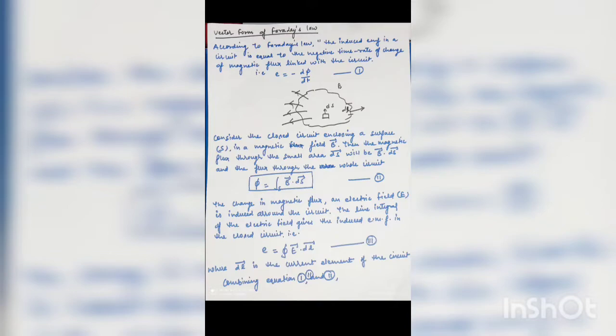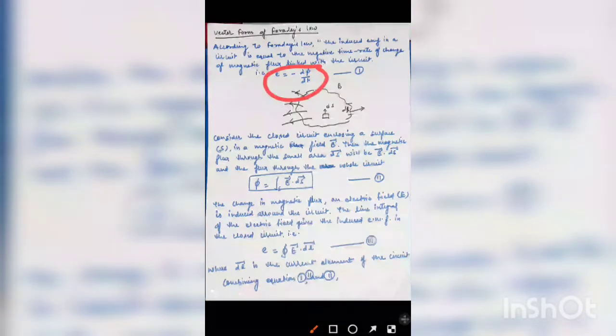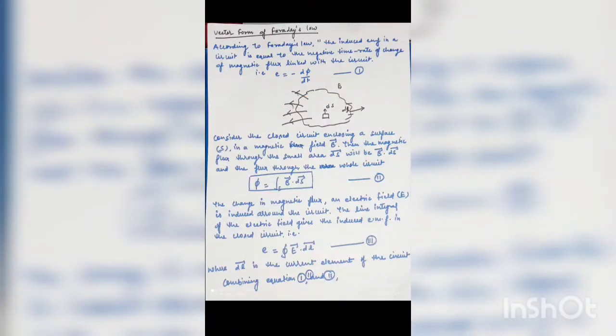According to Faraday's law, the induced EMF in a circuit is equal to the rate of change of magnetic flux linked with the circuit. This is e equal to minus d phi upon dt, where small e is defined as the induced EMF and phi is the magnetic flux.